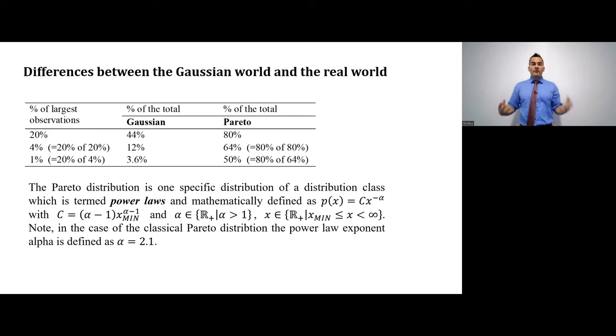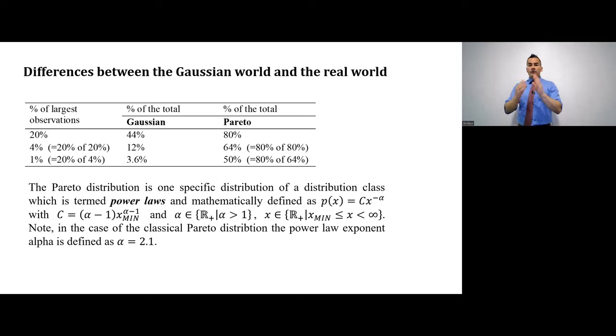So again, c is a constant term. It's the exponent itself minus 1, times x minimum, a minimum value for which the power law is defined, so it has to start somewhere, to the power of alpha minus 1. The power law function is usually not defined for the whole data set, but only for the so-called tail. In other studies you might read the expression tail exponent. Power law exponent and tail exponent mean the same thing, okay?